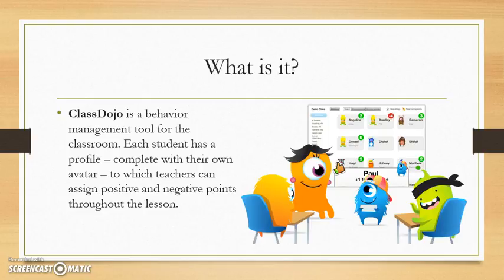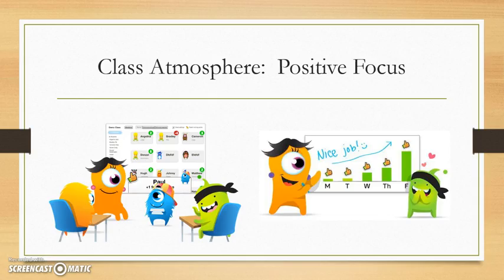Each student has their own profile and student-selected avatar, and teachers can assign both positive and negative points throughout their lesson. Some benefits of Class Dojo include an increased positive class atmosphere where students become motivated to earn reward points. Let's face it, most teachers' behavior management plan currently consists of recording only the negative. This tool helps to put the focus on what students are doing right.